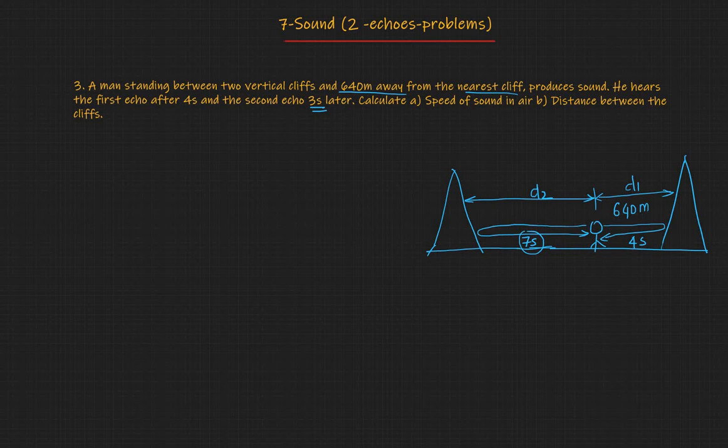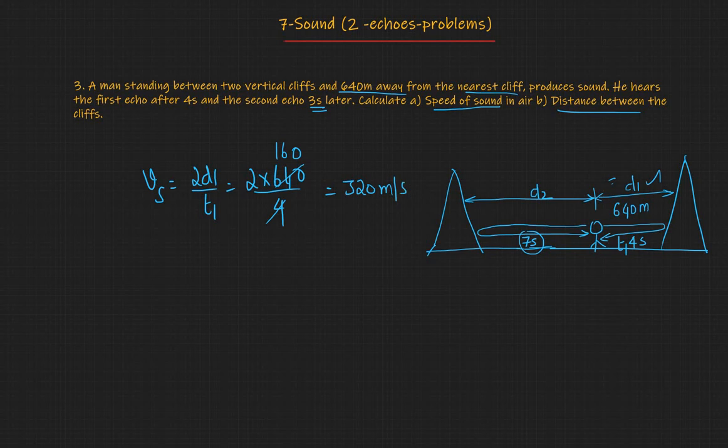So from this, let's try to find the speed of the sound and the distance between the cliffs. First, the speed of the sound, and that can be easily found because you have the data for d1 and t1. So the velocity of sound is 2d1 by t1, and that is 2 into 640 divided by 4, or this is 160, or that is 320 meters per second. Once you have found the velocity of sound, then you can obviously find this distance.